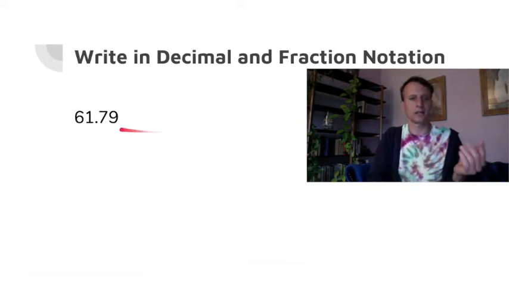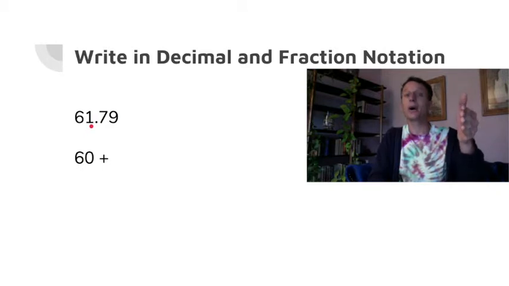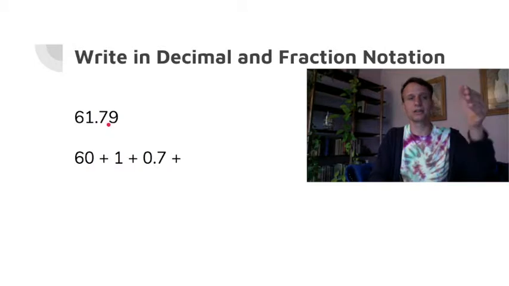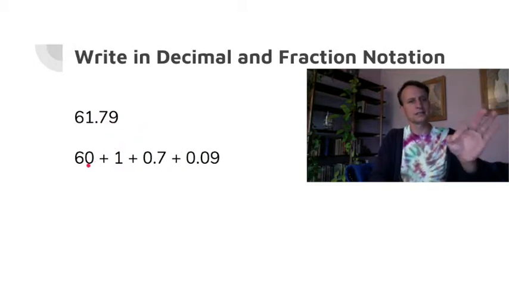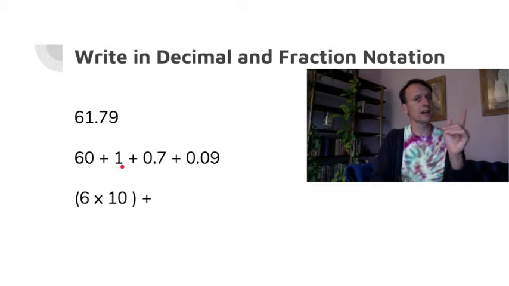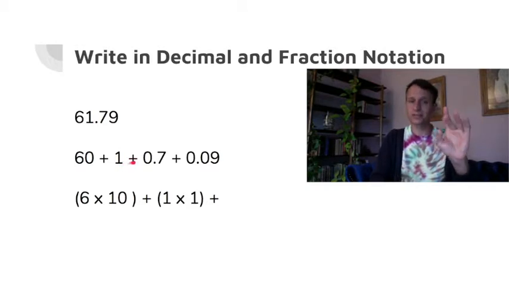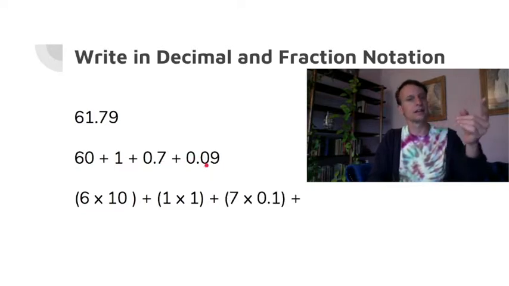Beautiful. Let's do another one. Good. 60 plus 1, 7 tenths. Good. And 9 hundredths. Excellent. So it's going to be in the expanded form with multiplication, 6 times 10 plus 1 times 1. Very good. That one sometimes is tricky, right? Plus 7 times a 1/10, 9 times 100th.